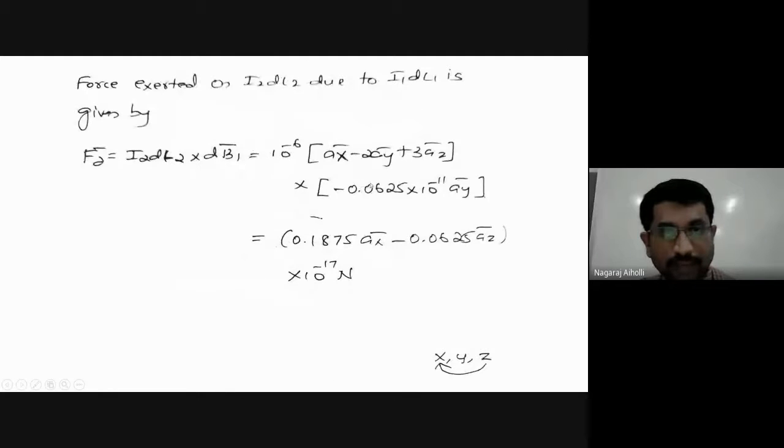Similarly, for the second part of the problem, that is the force exerted on I1 dL1 by I2 dL2. The magnetic field intensity at P2 due to I2 dL2 is obtained as dH2. First we have to find the magnetic field intensity at P2, because we are finding the force exerted on the current element I1 dL1 by I2 dL2. First we have to find the magnetic field intensity dH2.